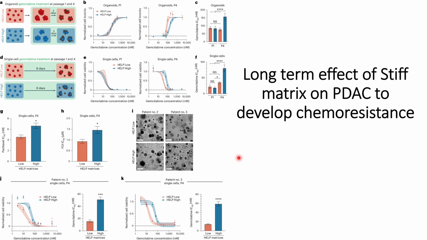So I hope you got an idea that from this whole figure we understand that an increase in matrix stiffness over a long period of time will develop chemoresistance against the drugs that are designed to kill these tumor cells.